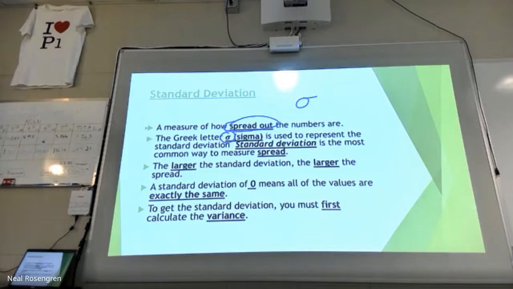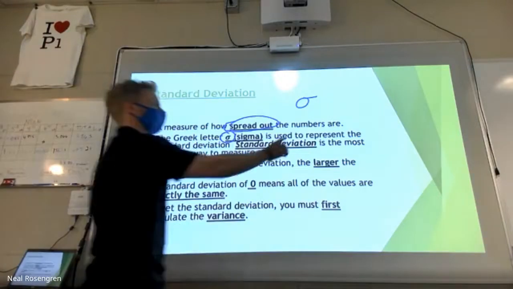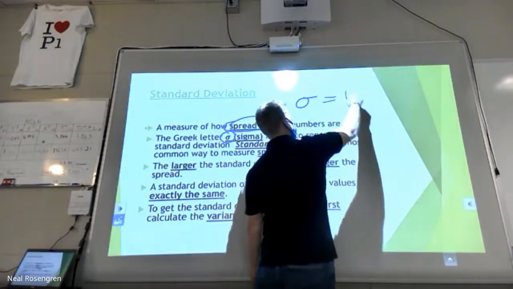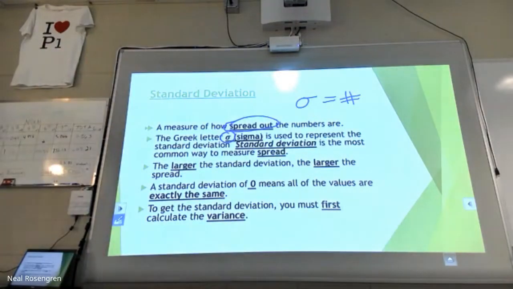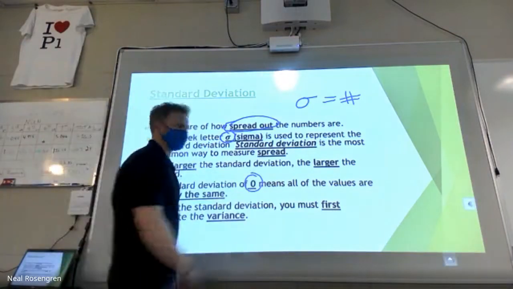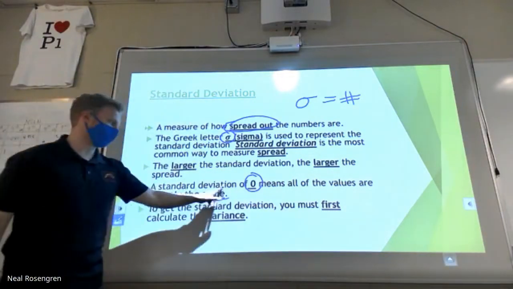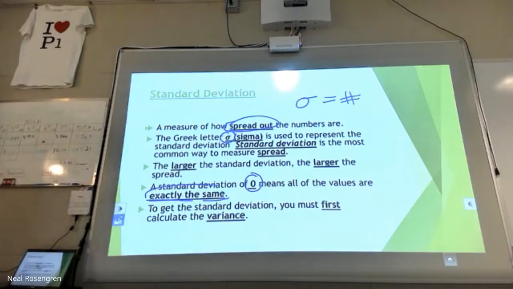So the larger this number, whatever we get, the more spread out. The smaller the number, the more consistent all your data is. So running back A is going to have a bigger standard deviation because his numbers are all over the place. Running back B is going to have a much smaller standard deviation. If your standard deviation is literally 0, that means all of your numbers are exactly the same. That's all it means, because there's no spread at all.